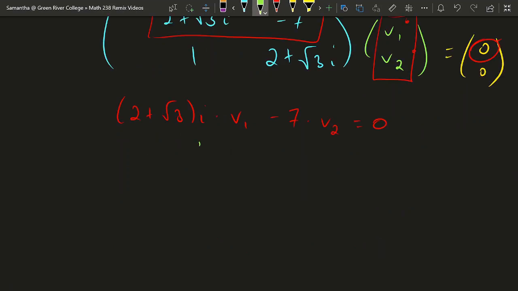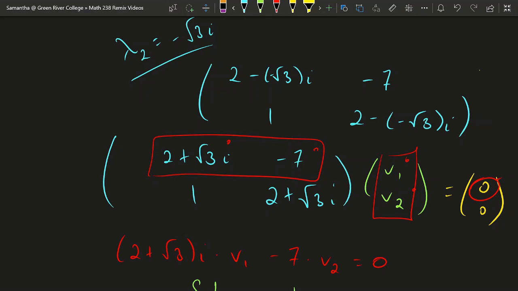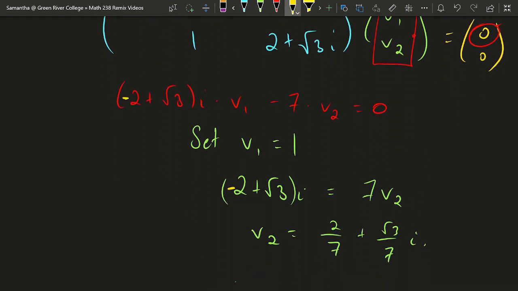Now, as usual, I'm going to fix v1 to be 1 unit, and I'm going to figure out what v2 must be to compensate. So I have 2 plus √3i equals 7v2, and v2 must be 2 over 7 plus √3 over 7 times i. Whoops, I just caught a typo here, folks. This is supposed to be -2, right? -2 was in the upper left entry of A, so -2 here, -2, -2, and -2.